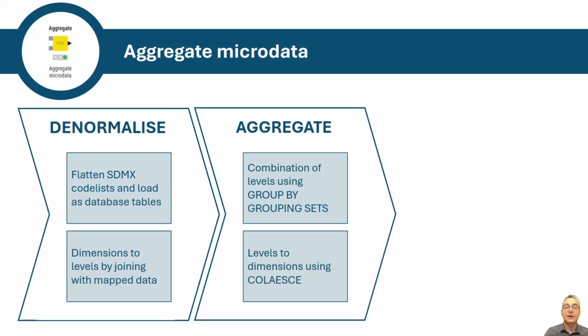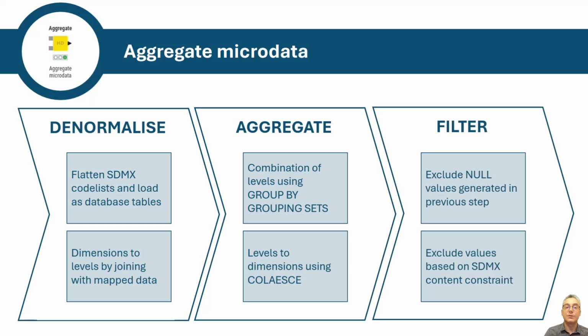In the aggregation step, data is aggregated by combinations of levels using the SQL GROUP BY GROUPING SETS clause. Levels are collapsed back to dimensions using the SQL COALESCE function. In the filtering step, null values generated in the previous step are excluded, and values are excluded based on the SDMX content constraint.